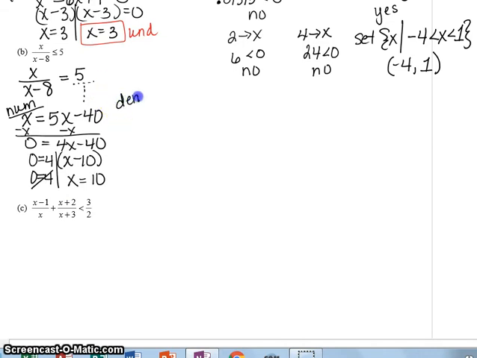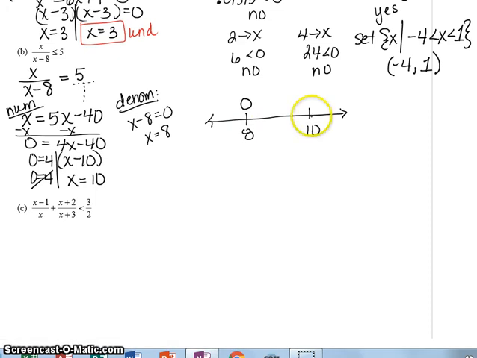For the denominator, and remember the denominator is what makes it undefined, the denominator is X minus 8. I set that equal to 0. That's when X is positive 8. So my critical values that I'm going to include on the number line are positive 8 and positive 10. Where it is undefined, which is 8, is always an open circle. You have to test and see if 10 works, so we'll test that in a minute to decide if it's an open or a closed circle.